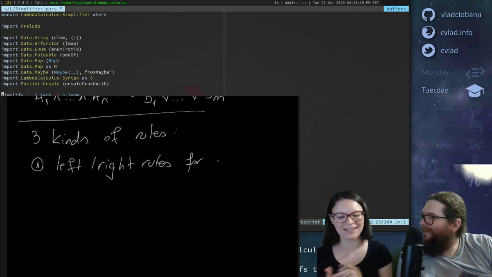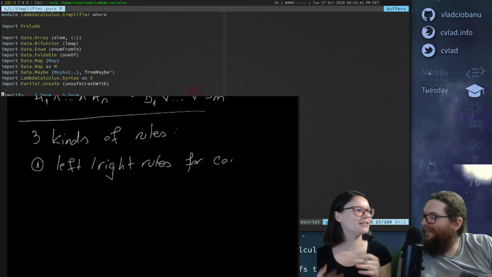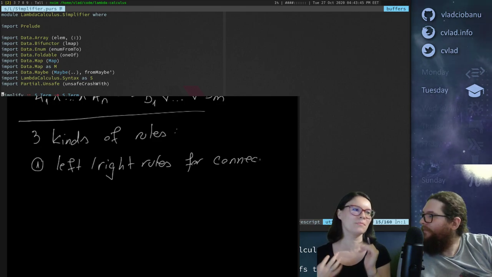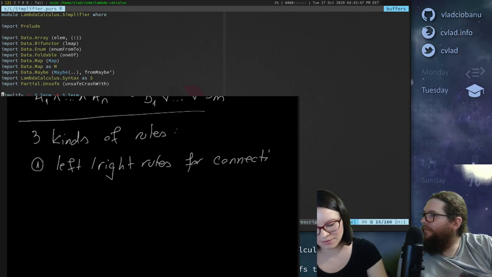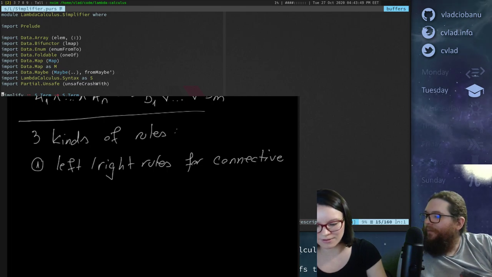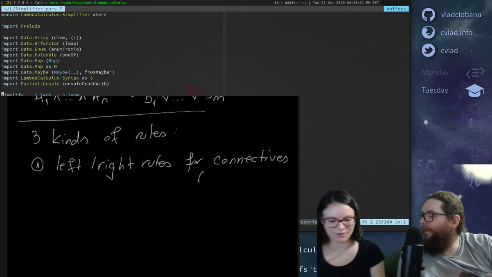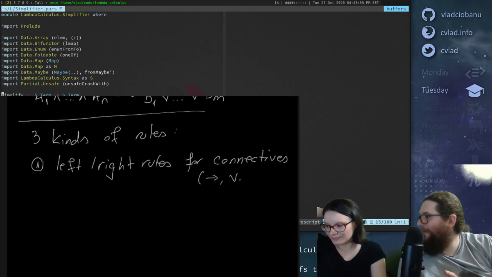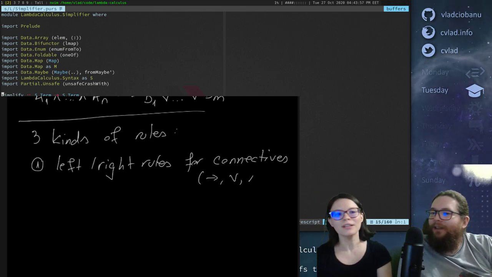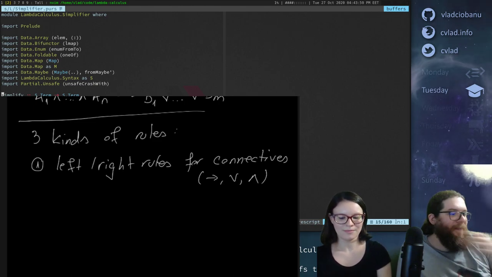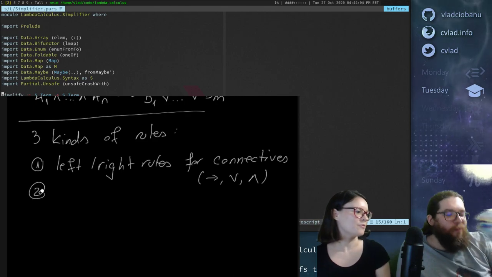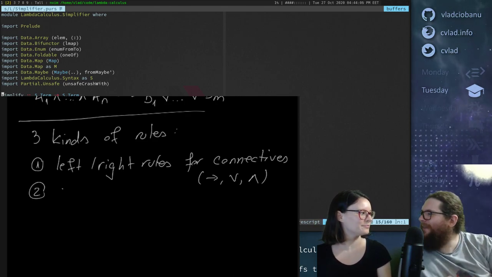So three kinds of rules. We have left and right rules for connectives, which we will see. Then we have the special rule called the cut rule, which is quite controversial. It is a single rule, in its own category. It's so different that it's a single rule, and usually it can have several ways in which you can present it.